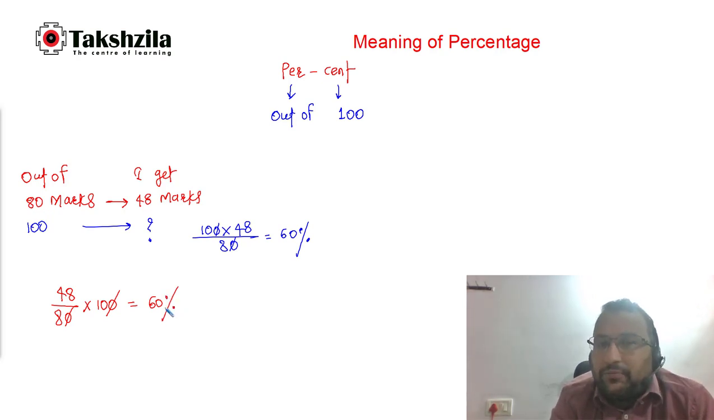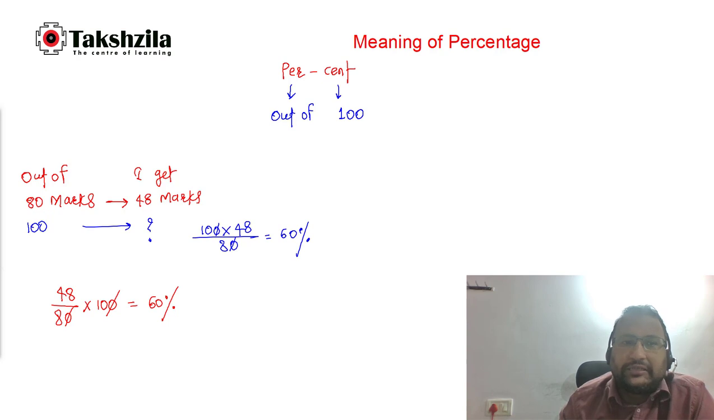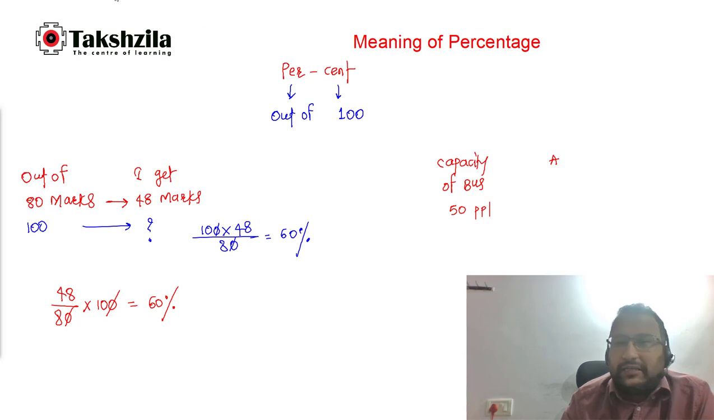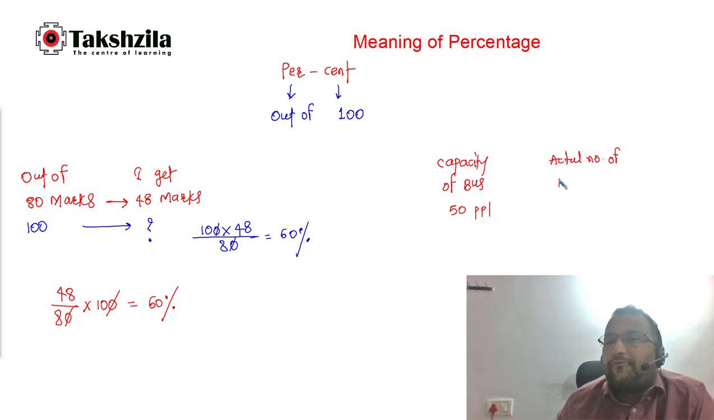Now there is one misconception that the value of percentages cannot be more than 100%. No, it can be more than 100%. Let's have a look at an example. Let's say there is a bus. Let's say the capacity of the bus is 50 passengers, but the actual number of people in the bus is, let's say, 75 people.